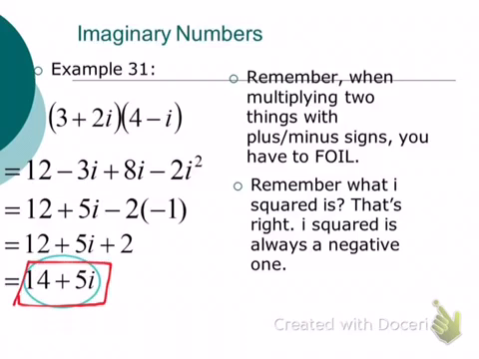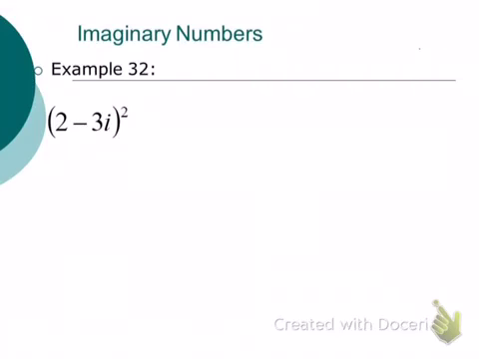What's the real component of this complex number? 14. And the imaginary component is 5i, right? Or you could even say it's just 5. 5 is the imaginary component. So we're going to have all kinds of applications of that when we get into trig with vectors and that sort of stuff. So 2 minus 3i squared.